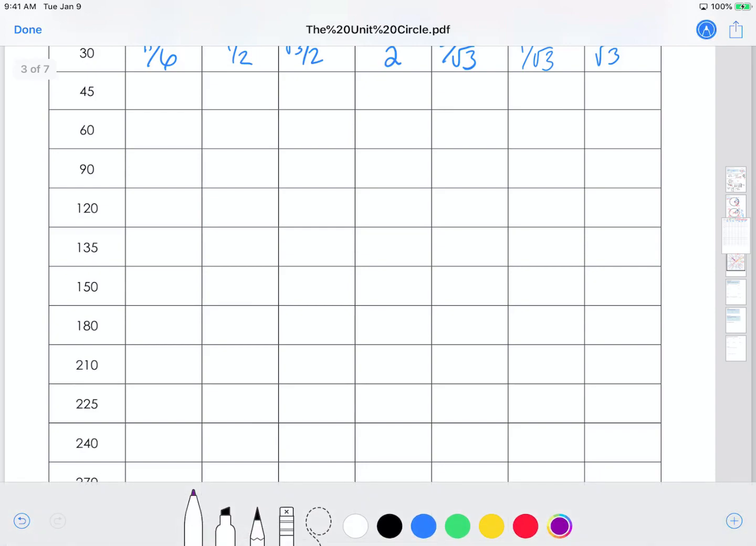So when I fill this out for 135, I'm going to have 3 pi over 4 for my radians. And even though it's on the unit circle, we know how to do that. I would multiply by pi over 180 to get 3 pi over 4. My y value is the square root of 2 over 2. My x value, which is cosine, is negative square root of 2 over 2.